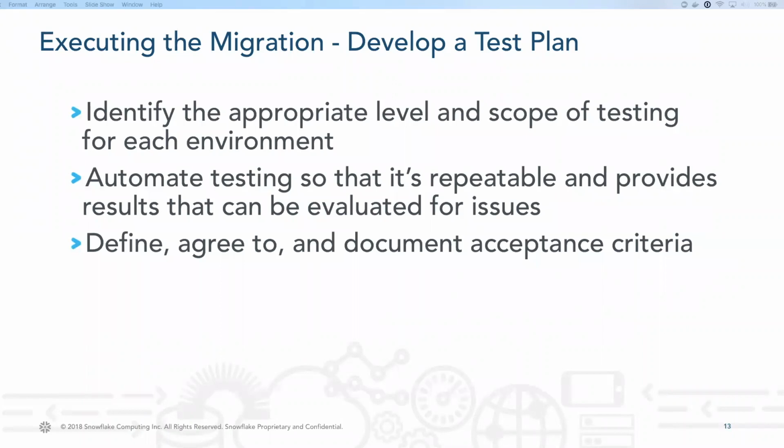Develop a test plan by identifying the appropriate level and scope for each environment. For example, schedules aren't executed in dev but only in QA and prod, and data comparisons between Oracle and Snowflake occur only for prod. Automate as much as possible to ensure repeatable test processes with consistent output for validation purposes, and define, agree to, and document acceptance criteria.